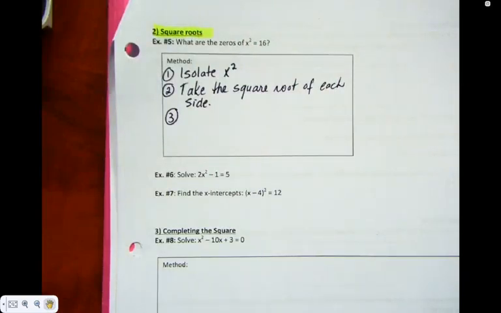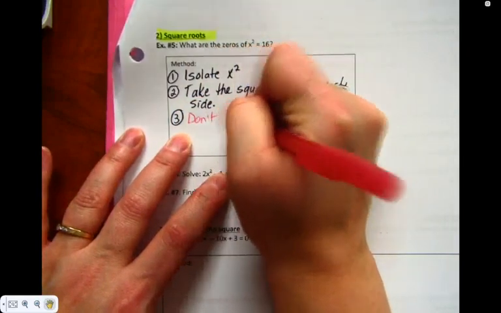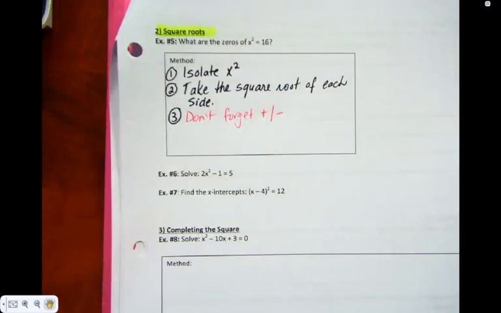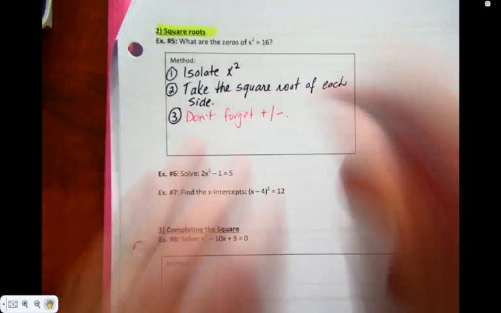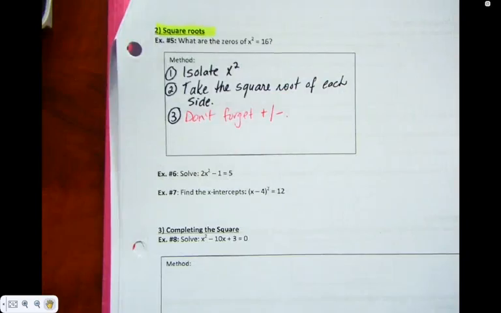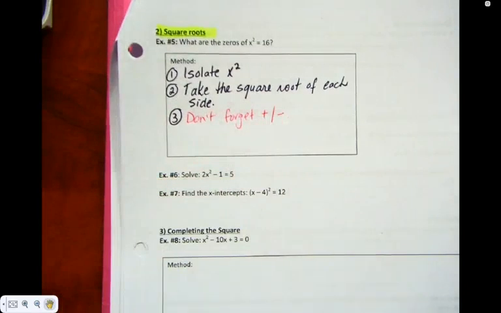Step 3 is the most important, so I'm going to do it in red, because if you're going to make a mistake, this is where you're going to do it. Don't forget plus/minus. Remember we talked way back in Unit 2 that when you take the square root of something, it can be plus or minus. We talked about 3 times 3 is 9, and negative 3 times negative 3 is? So if I said, what's the square root of 9? Is it 3 or is it negative 3? That's what this means, and I'll talk about this again when we get to the example.